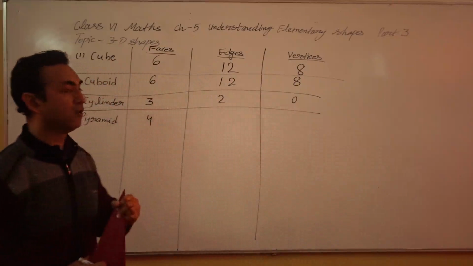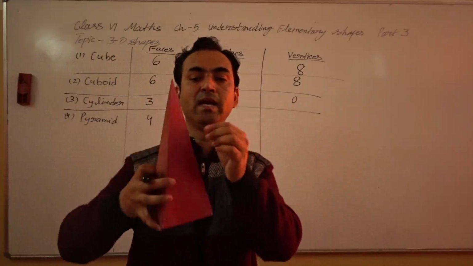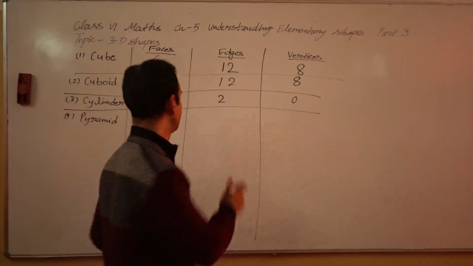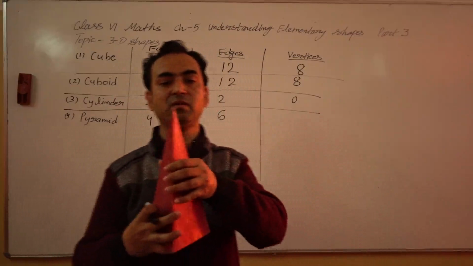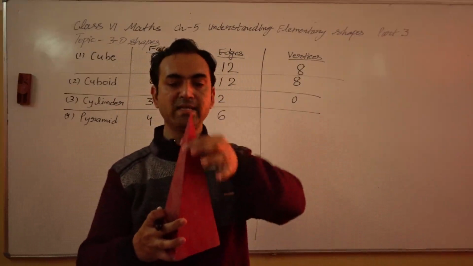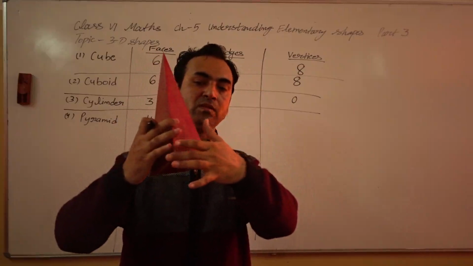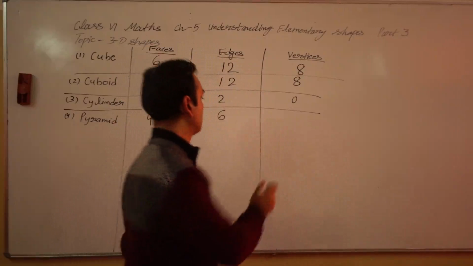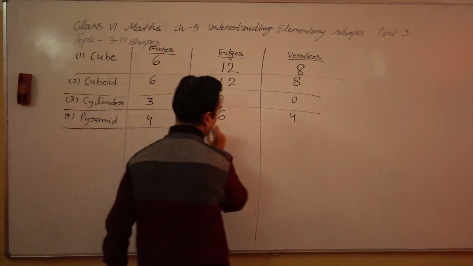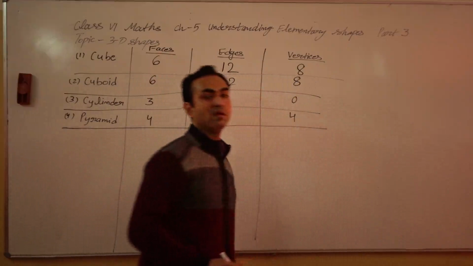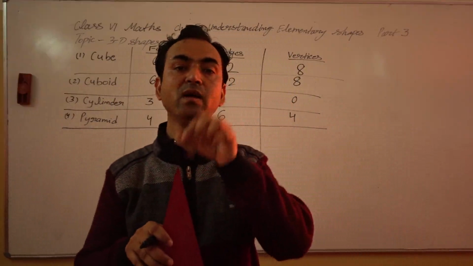Now we count edges. How many edges? 3 on bottom and 3 on side. Total 6 edges. Now we count the vertices. 1 on top. All the 3 edges meet on top at a vertex. And 3 on bottom. So total is 4 vertices. So you can see we have understood about the pyramid. A triangular pyramid has the base triangle and the top is in the form of a vertex.